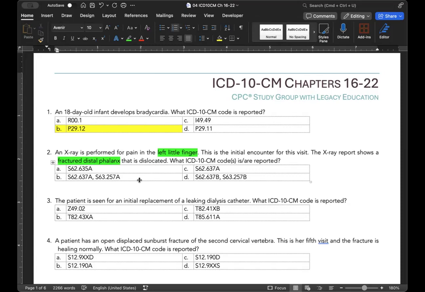So the dislocation is going to be included in that fracture because it's kind of like when we have superficial abrasions and bruises at a fracture site, we're going to assume that those resulted from the same fracture. So we're not going to code the dislocation separately. So your S62.637 is going to be the correct one. And then let's look at our seventh character. Do we need letter A or do we need letter B for the fractured distal phalanx of the left little finger?